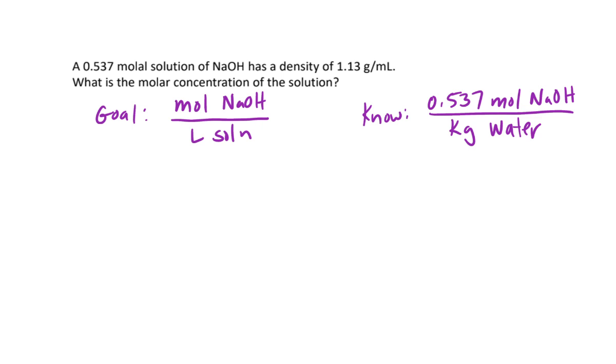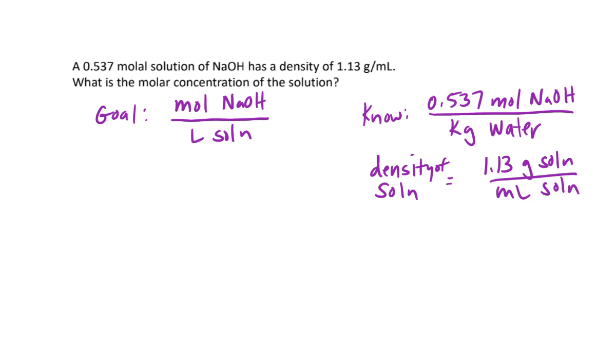The other thing that we know is the density. When we're working with density in these cases, density is always the density of the solution. And that's important. It's not the density of the sodium hydroxide. It's the density of the solution. And I like to write this out. So it's 1.13 grams of solution per milliliter of solution. And the reason I include the solution there is that it helps me when I'm doing the dimensional analysis to cancel things out correctly.